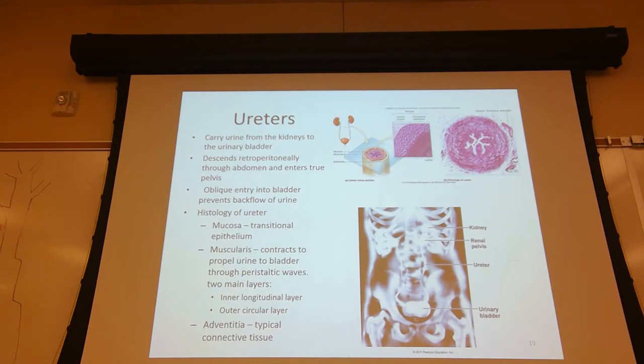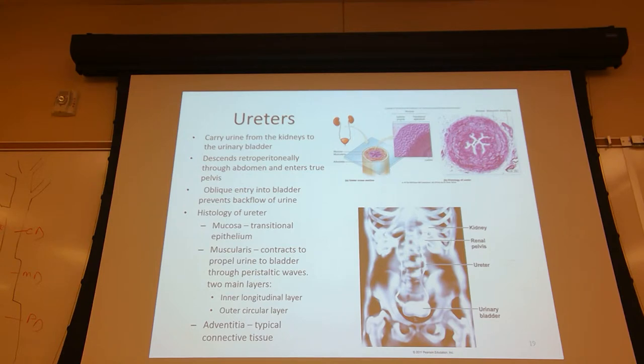Ureters are a continuation off of the renal pelvis. Again, the urine is dripping out, so this is the collecting duct, medullary duct, papillary duct, renal papilla with the holes, and your urine is dripping out, drips through the minor calyx to the major calyx to the renal pelvis to the ureter, enters into the bladder, and the ureters enter in at an angle.